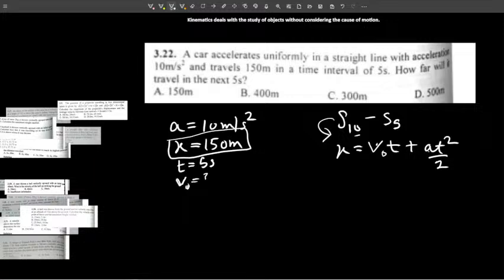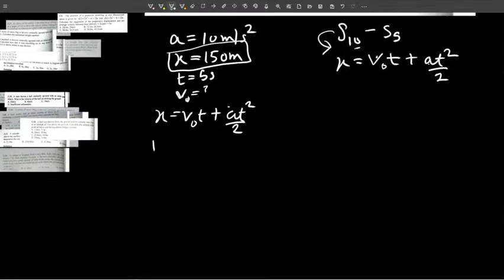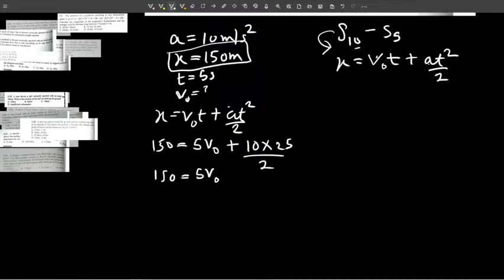Okay, so we know that s is equals to v naught t plus a t square over 2. So what's our x here? 150 is equals to v naught times t, which is 5 v naught, plus a is 10 times t is 5. So 5 square gives me 25 over 2. So 150 equals 5 v naught plus 250 divided by 2. You have 125. Just give me 125.